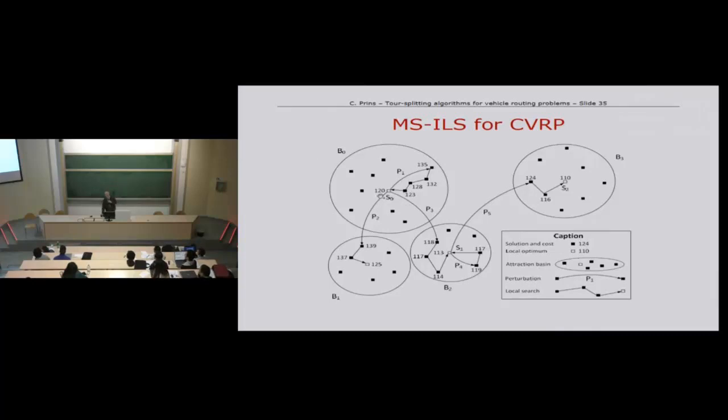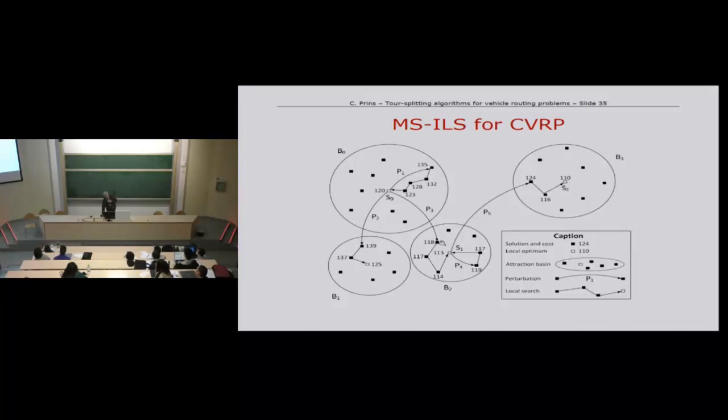So here I have a current solution S0, cost 120. I apply a first perturbation. I reach this one. You see the perturbation is not strong enough because the local search improves the solution, and I return to my initial solution. Then I try a second perturbation, which is better because I reach another attraction basin, and the local search goes to the local optimum, which is 125. Unfortunately, 125 is not better than 120. So I stay on this solution.